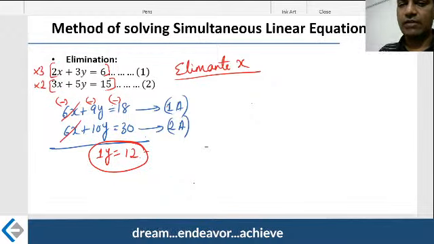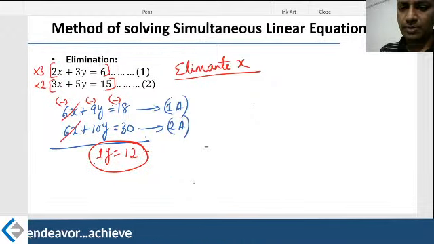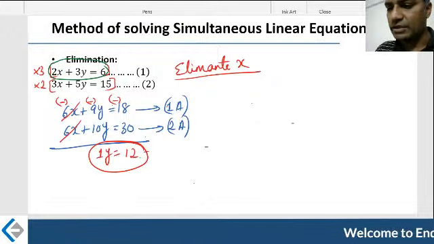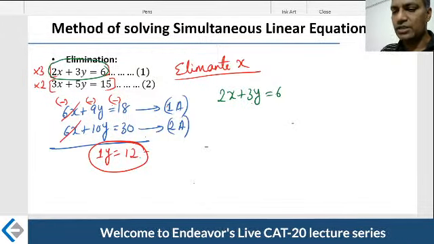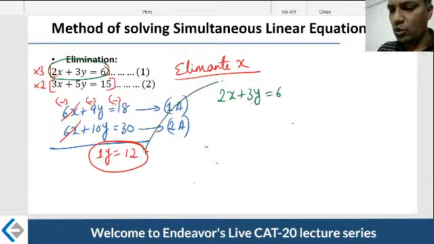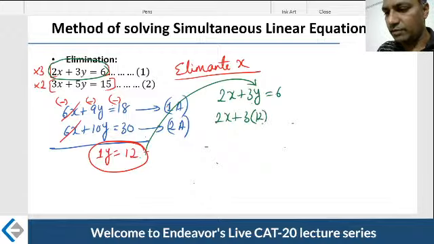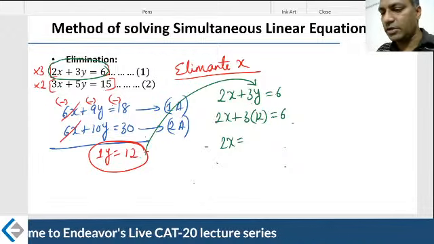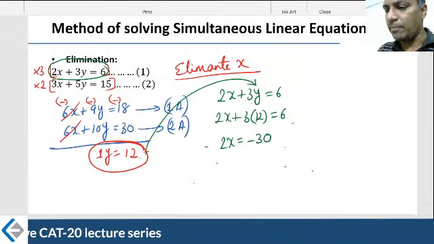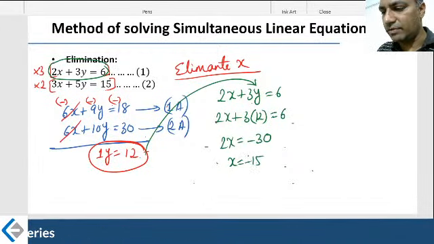All right. Once I get the value of y, what do I do? Now you go and substitute in one of the equations. Let me decide to substitute in the first equation. The first equation is 2x plus 3y is equal to 6. I know the value of y here, so I plug this value of y in. Therefore, 2x plus 3 times 12 is equal to 6. So 2x is 6 minus 36, which becomes minus 30. Therefore x is equal to minus 15.